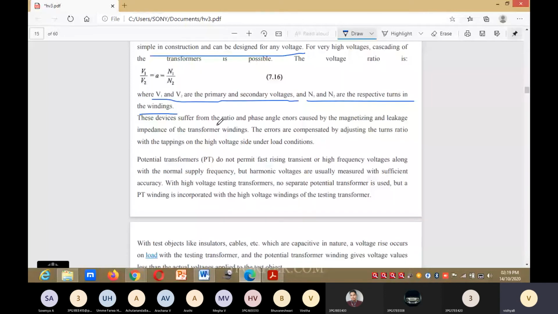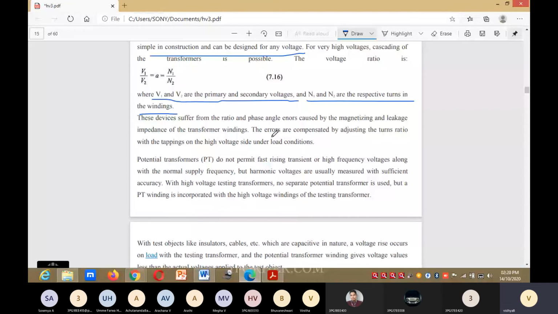These devices suffer from ratio and phase angle errors caused by the magnetizing and leakage impedance of the transformer windings. The errors are compensated by adjusting the turns ratio with the tappings on the high voltage side under load conditions.